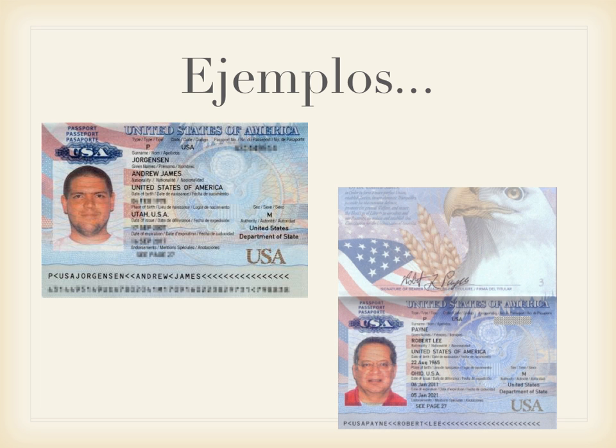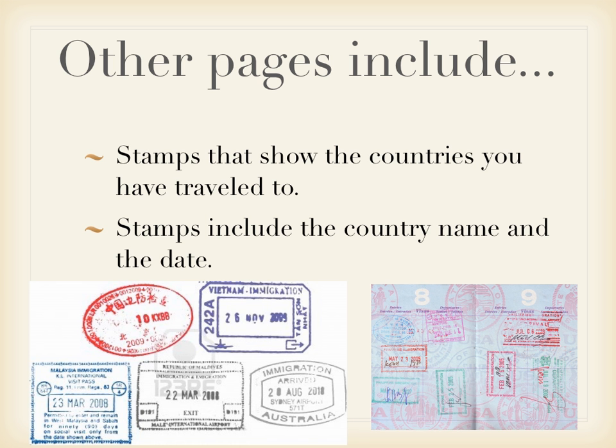Here are some ejemplos or examples of pasaportes. Later, you'll have the opportunity to look at some real expired passports. Other pages on a passport include stamps that show the countries you have traveled to. These stamps include the country name and the date that you traveled to that country.